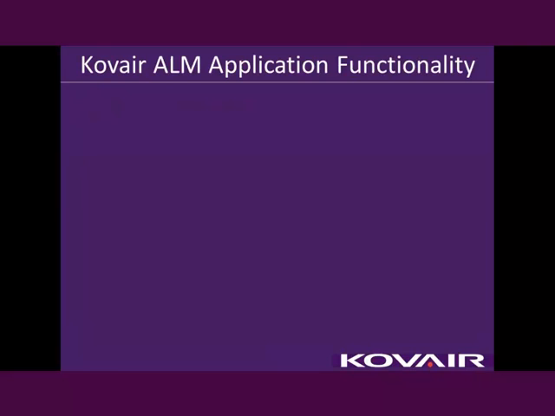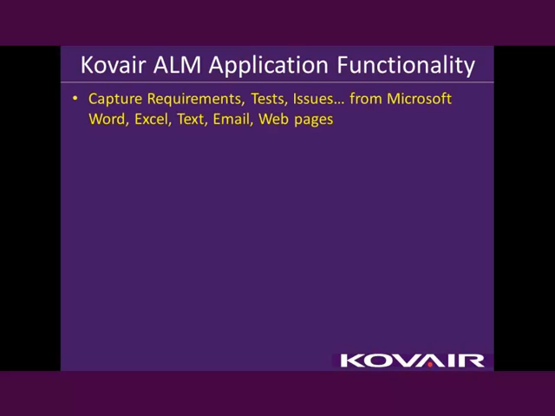So let's quickly go through the ALM application functionality, and you will be able to see some of these things in Atnu's demonstration in the later part of today's webinar. You can capture a number of different entities, like requirements, tests, and issues, from diverse sources. Of course, you can use the application itself to create one, but you can also get it by importing from Word or Excel or a text file. Also, you can submit it using email, or through web pages.